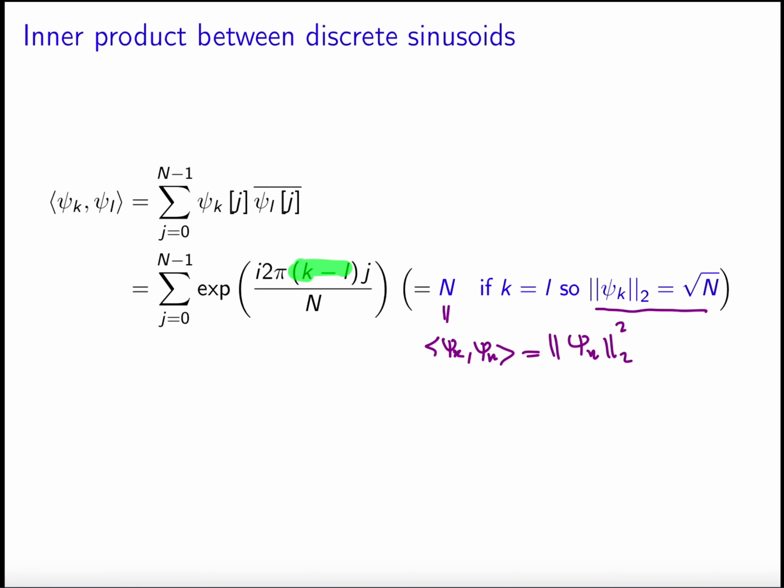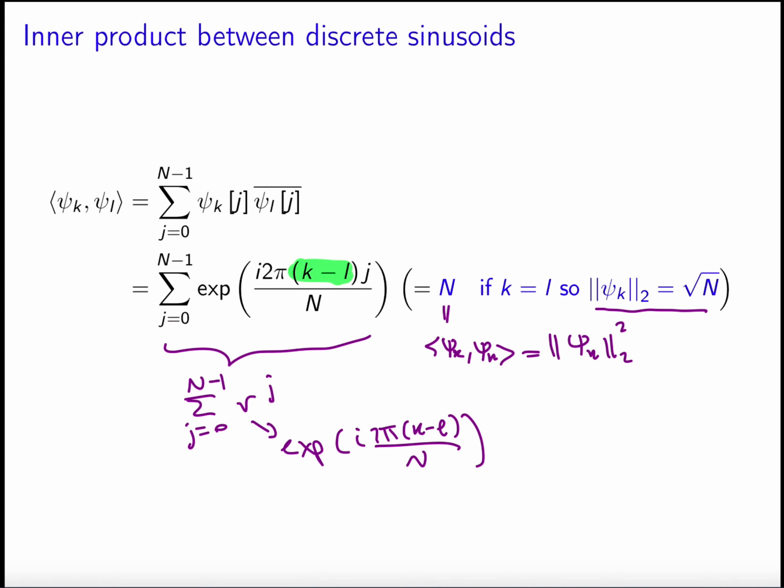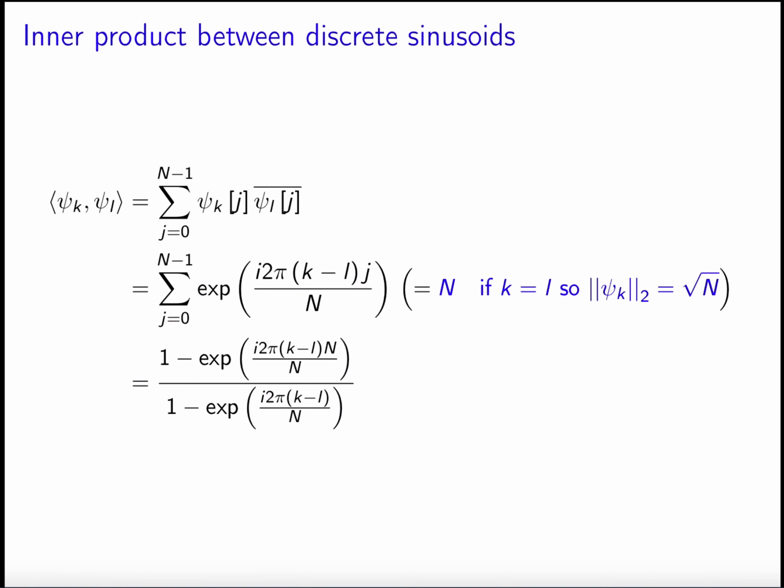More interestingly, what happens if k is different from L? In that case, we have a geometric series. This is of exactly this form, where r is equal to exp of i 2 pi (k minus L) over n. If you remember your geometric series, this is just equal to (1 minus r to the n) over (1 minus r). When we plug that in, we obtain this expression for the inner product. But now, on the top, we see that this n cancels out with this n, and we get the exponential of i times 2 pi times an integer. Because the complex exponential is periodic with period 2 pi, this is just equal to the exponential of 0, which is equal to 1. It cancels out with this one, so the inner product is equal to 0.